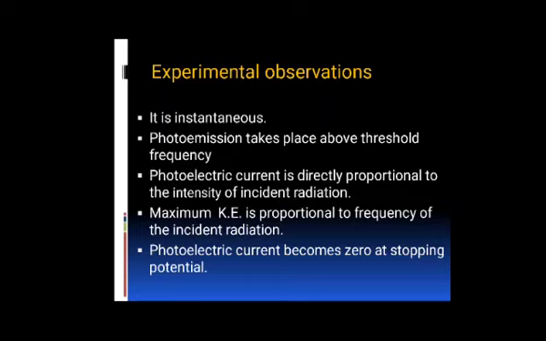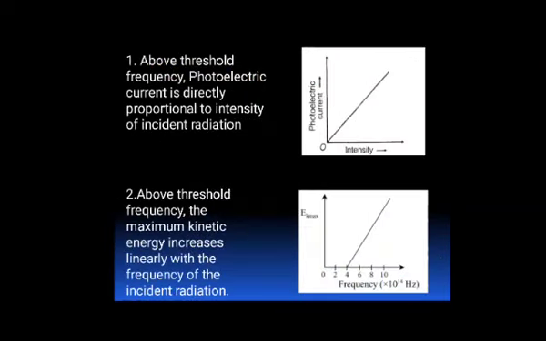Now see the next one. Above threshold frequency, photoelectric current is directly proportional to intensity of incident radiation. Observe the first graph. Along the x-axis, intensity of incident radiation is taken, and along the y-axis, photoelectric current. Since photoelectric current is directly proportional to intensity, it is a straight line which passes through the origin.